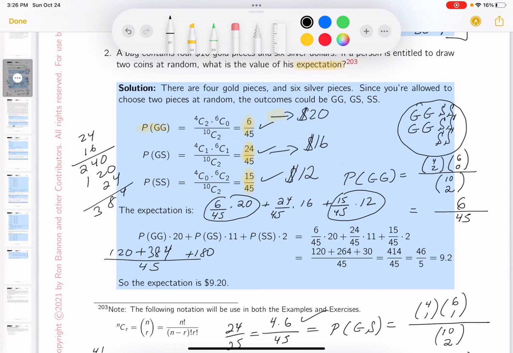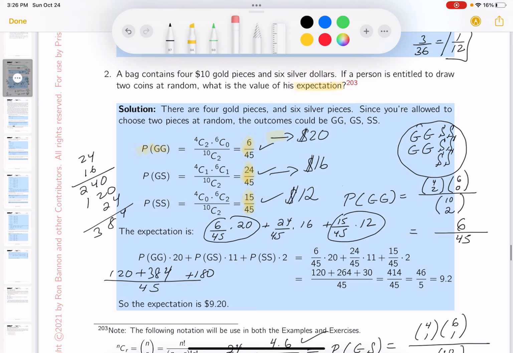Oh, you know what I did? I wrote the wrong number down. I have to change what I'm doing, and I apologize. I made a mistake in the value. I was saying the silver pieces were worth $6. I misread, so mistakes were made.